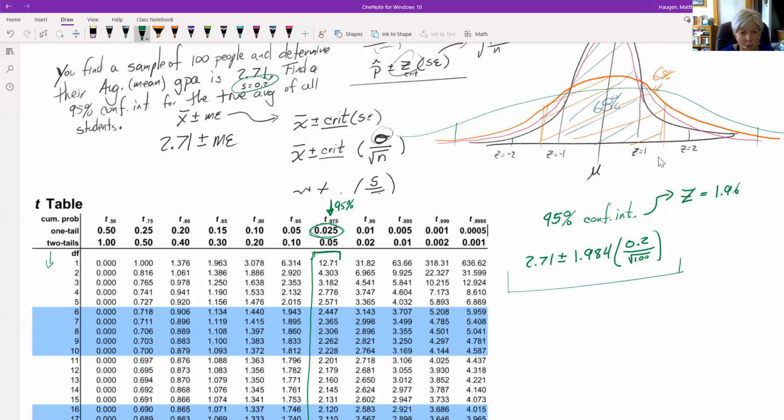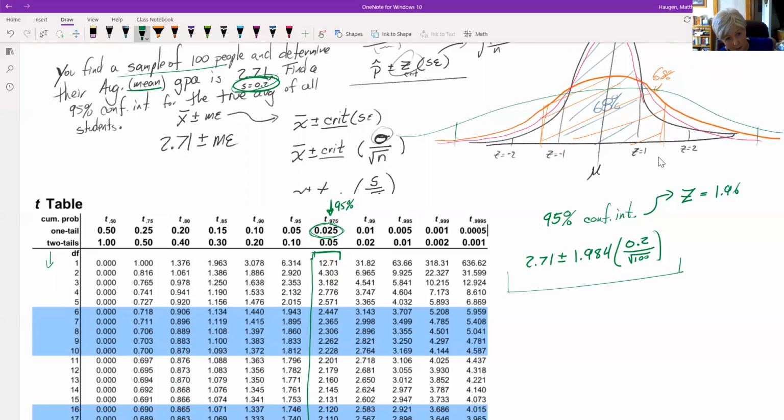And that 0.2, you're saying if they gave you the standard deviation. Well, we went and found a sample, right? So from the sample we find the mean and the standard deviation. We have to have both of them.